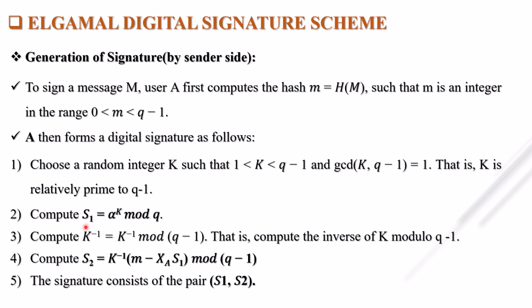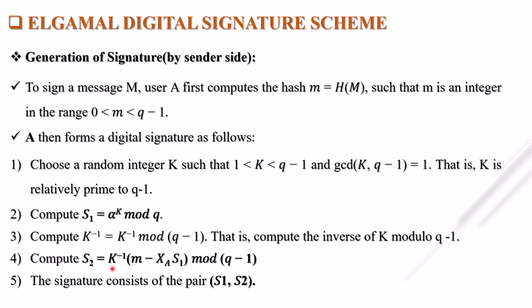In the ElGamal digital signature, the signature consists of S1 and S2. You can see here the signature consists of S1 and S2. Now how will S1 and S2 be computed? S1 is equal to alpha raised to k mod q. Whatever the answer is, that is our S1. Next we have to compute k inverse. Why are we computing k inverse? Because we have to use it in signature 2, that is S2.